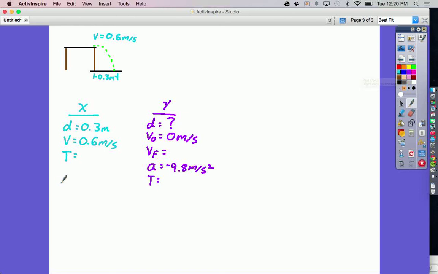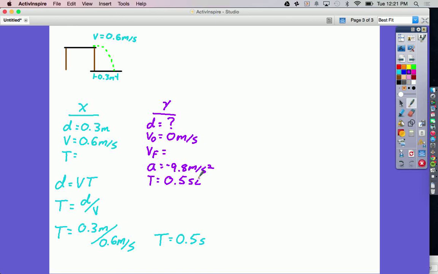In the x direction, we only have one equation because it's constant velocity motion going left and right. And that's d equals v times t. Do a little algebra, and you get t equals d divided by v. I can plug in my numbers, and I get 0.3 meters divided by 0.6 meters per second. When I plug that in, I get half a second for the time. I just plug that in my y. Since it's the same in the x and y, I know time is 0.5 seconds in the y direction.